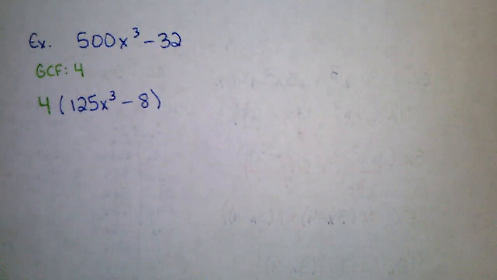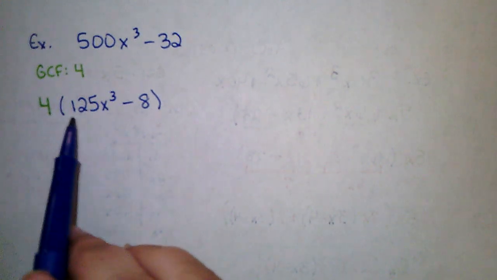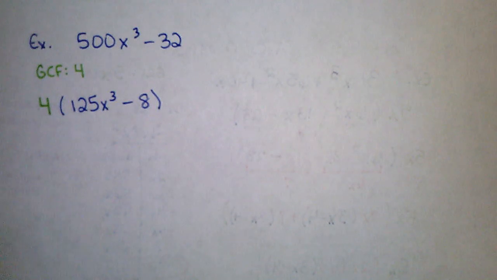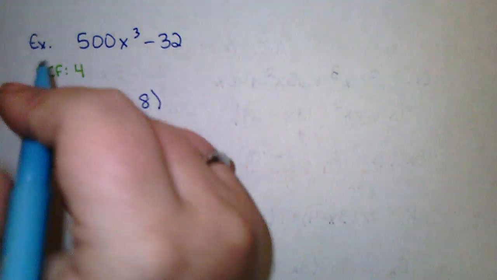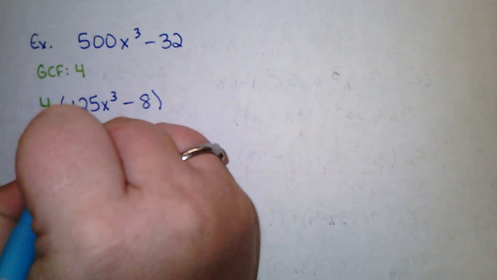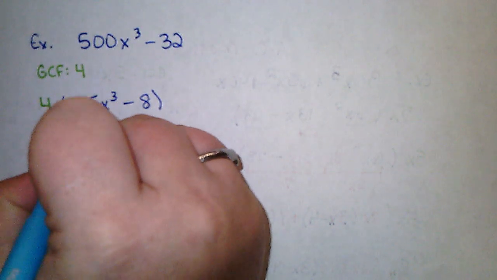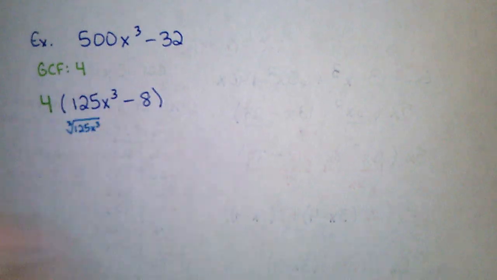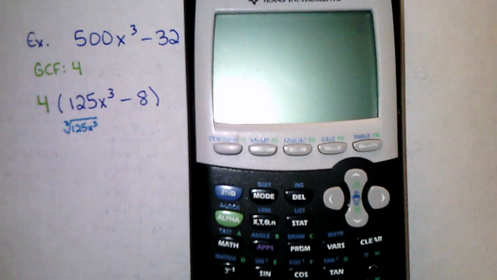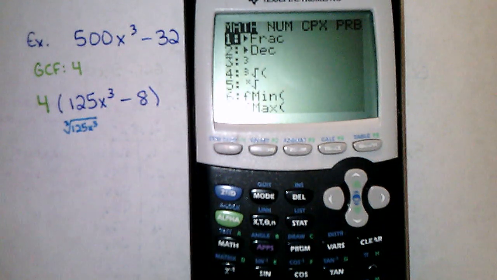Okay, so what I'm going to do is I'm going to show you how to get the cube root of this. So we need to do the cube root of 125 x to the third. So grab your handy dandy calculator, and we are going to find the math button. It is below the green button. And when you press it, all this stuff comes up.